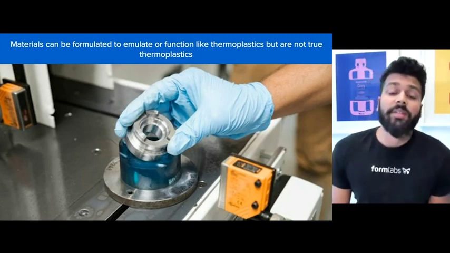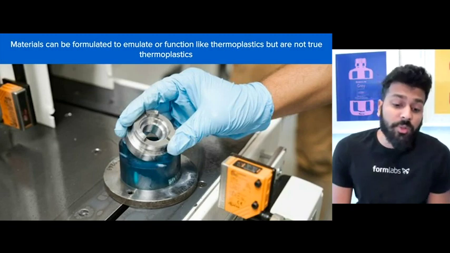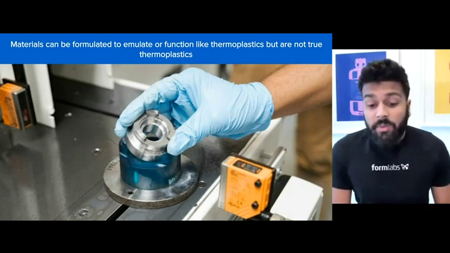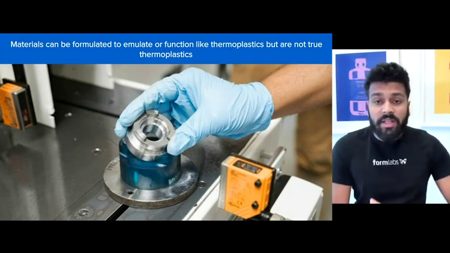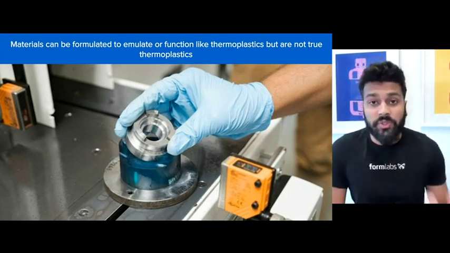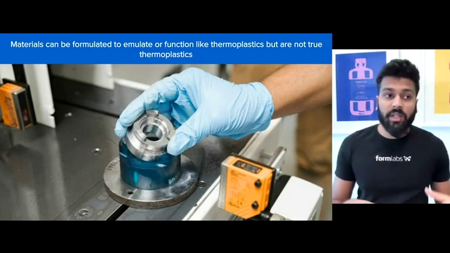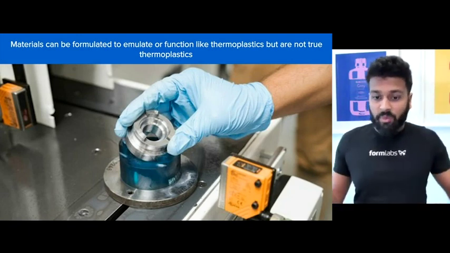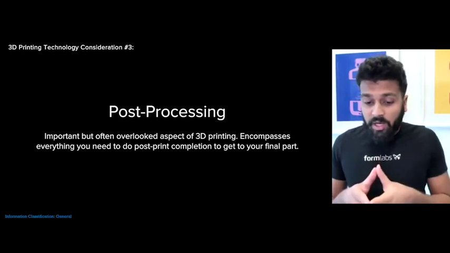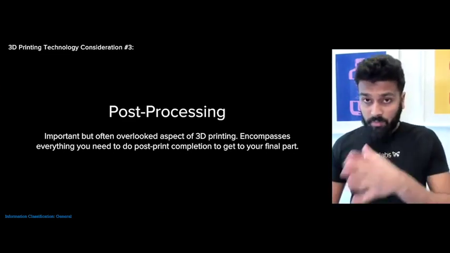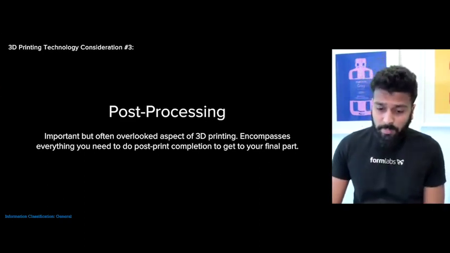Another disadvantage is that SLA parts are not true thermoplastics. The materials can be formulated to emulate or function like thermoplastics, but they're not going to be the true ones that you're used to. So if you're used to ABS, you can definitely find a material like Tough, which is the name of one SLA material, to get some of the properties you want, but they won't behave exactly as what you're used to.